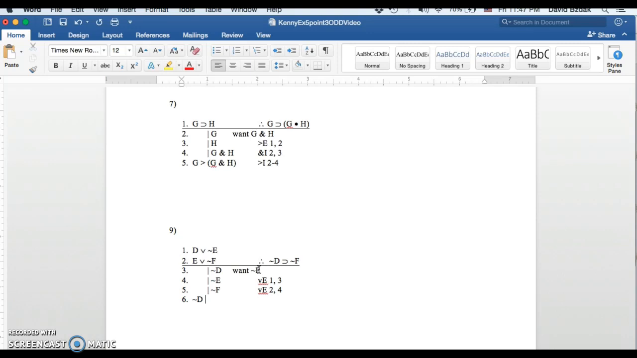So we write not D, conditional, not F. That's by conditional introduction 3 through 5. So again, the important things here for conditional introduction, always indent the subderivation. Start with the assumption of the antecedent of the conditional you're trying to derive, so that's not D. End the subderivation with the consequent of the conditional you're trying to derive. That proves that if not D is true, then not F is true. So since this is proven, we go back to the original scope line.